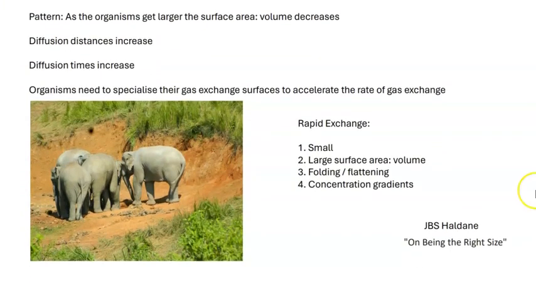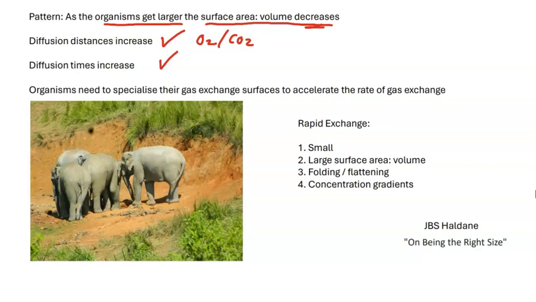Let's just clearly restate the pattern, which is that as the organism gets larger, the surface area to volume ratio decreases. What this actually means is that the diffusion distances for oxygen and carbon dioxide have increased, and therefore the times have increased, as previously restated.